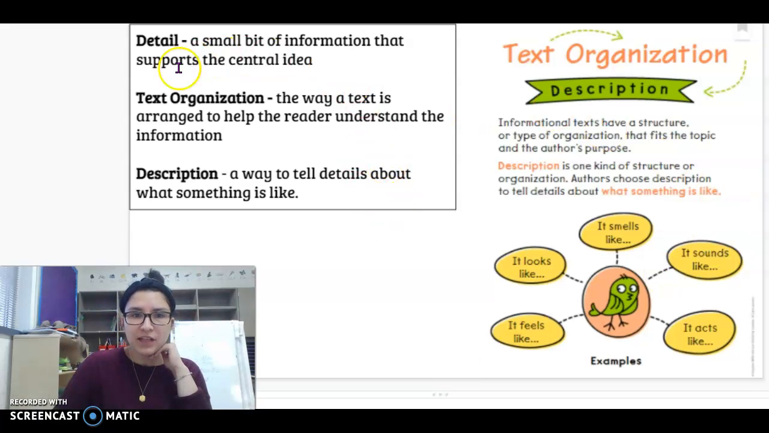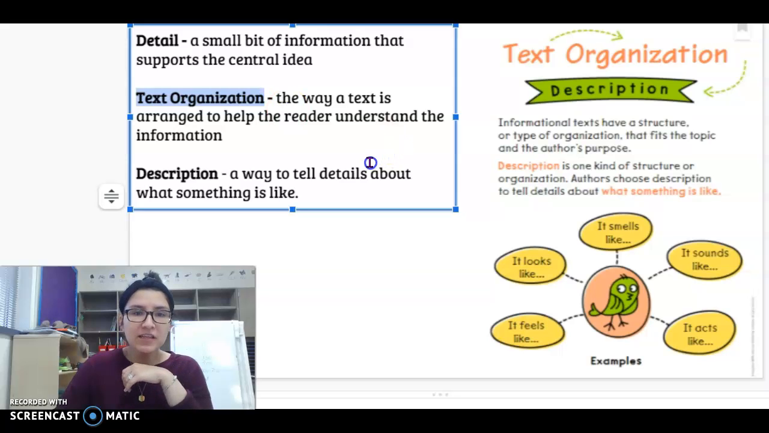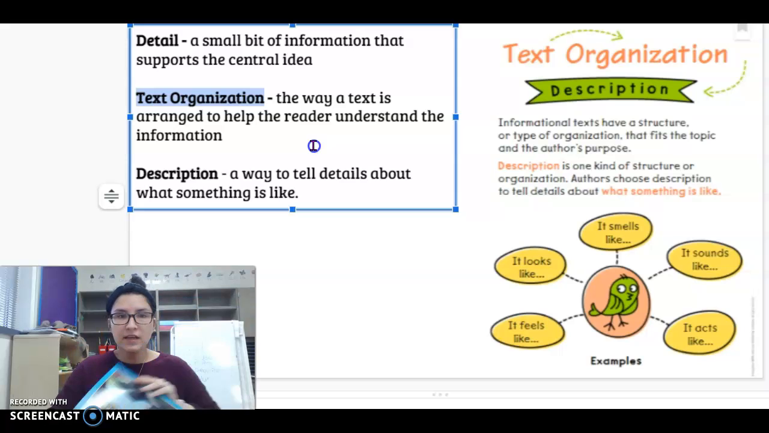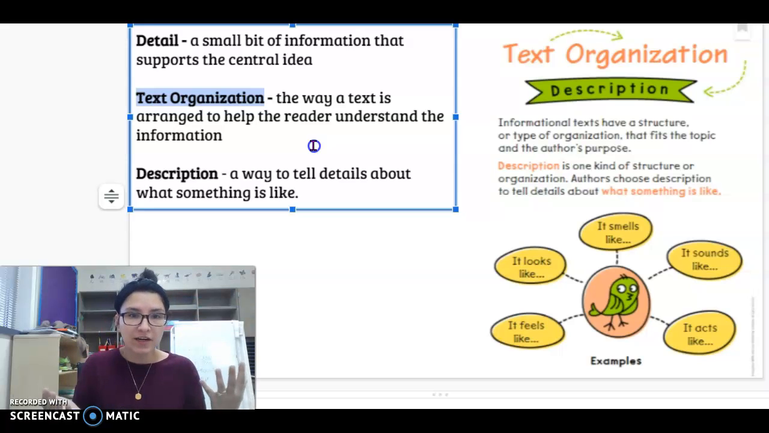So, let's go ahead and go over these words real quick, and then we'll go over this little poster. So text organization, this one right here. Text organization is the way a text or story is arranged or organized to help you, the reader, understand the information, okay? So whenever an author is writing a story, they have their topic that they want to get across to us, the reader, and they need to pick the best way to do that.